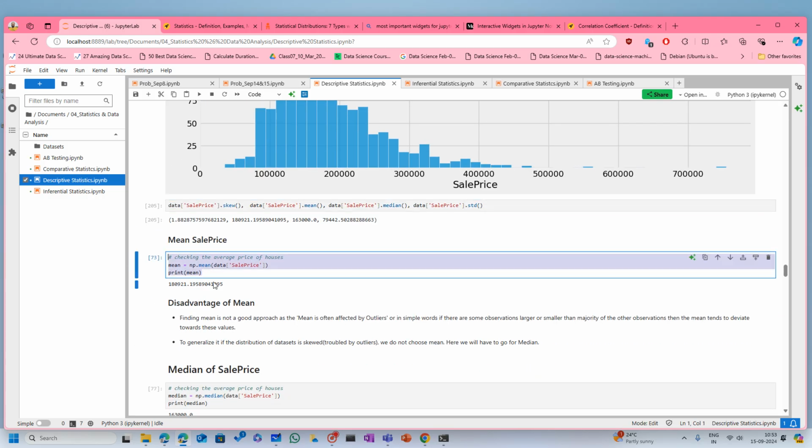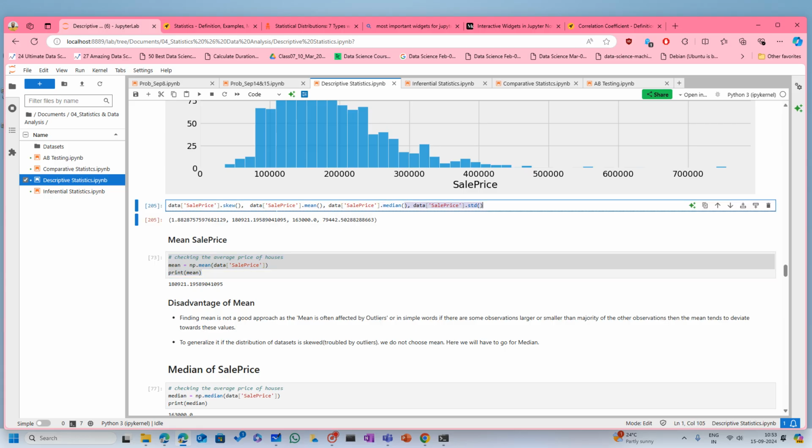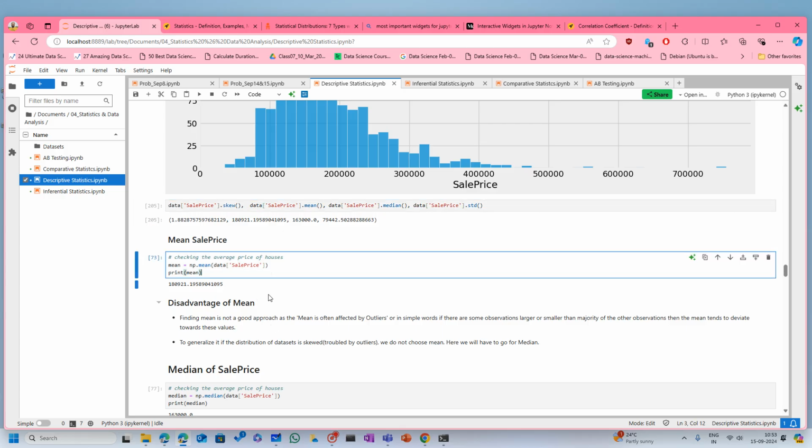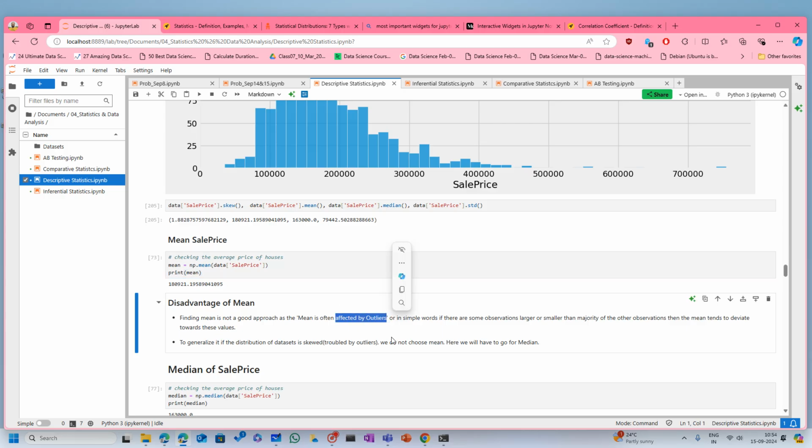Next, mean we have already calculated. You have functions for all of those, you can directly apply. And the disadvantage of the mean is that it is highly affected by outliers. Now what is an outlier? An outlier is a point that shows rare occurrence, and by their rare occurrence they will have huge values.